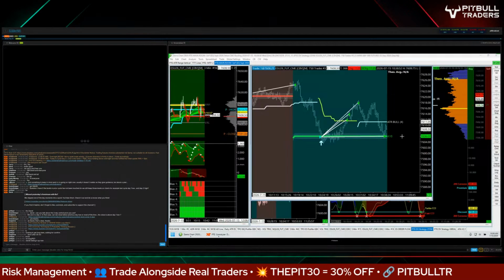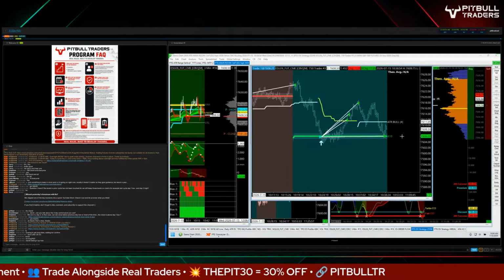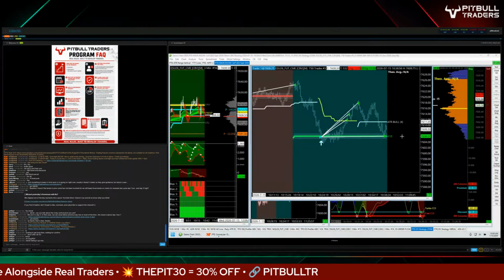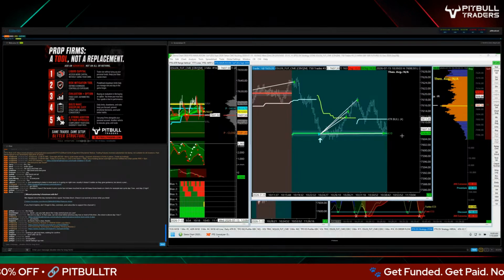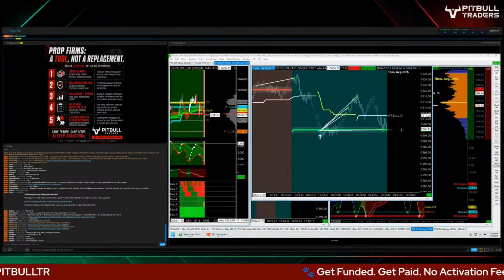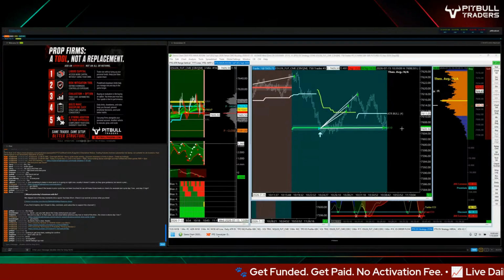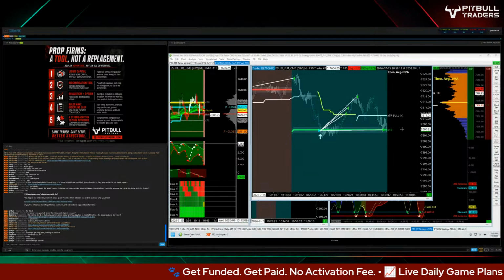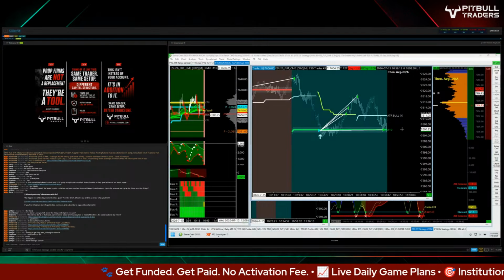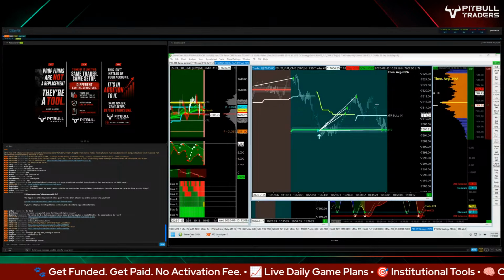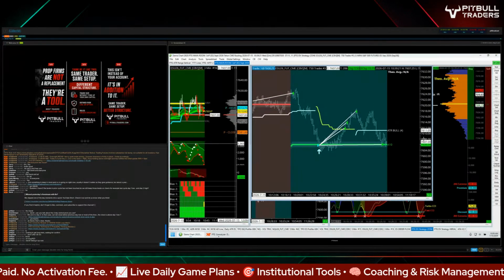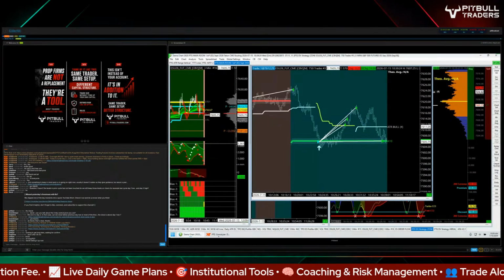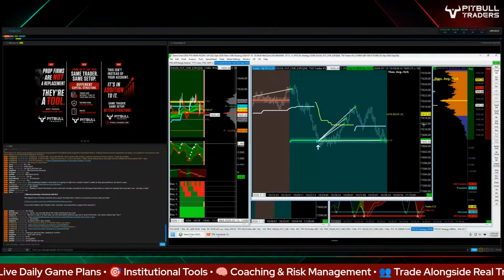You need to be okay with that. That's part of the plan. And if it's part of the plan, then it's a great plan. If part of the plan is to hold it as a runner and the market cooperates and produces a nice runner, that's part of the plan.